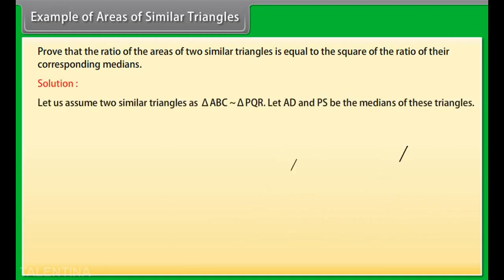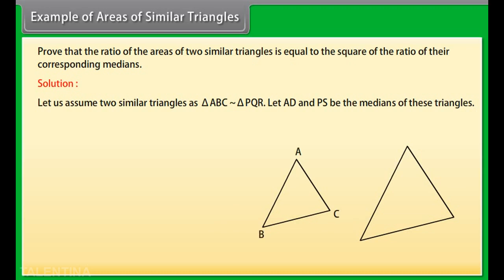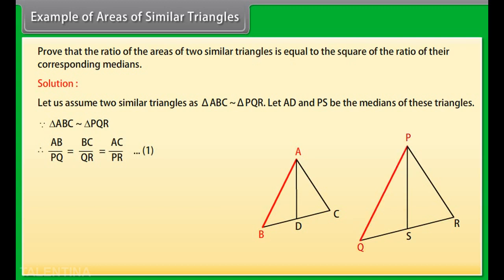Solution. Let us assume two similar triangles, triangle ABC similar to triangle PQR. Let AD and PS be the medians of these triangles. Because triangle ABC is similar to triangle PQR, therefore AB upon PQ equals BC upon QR, which is equal to AC upon PR. Mark it as 1.